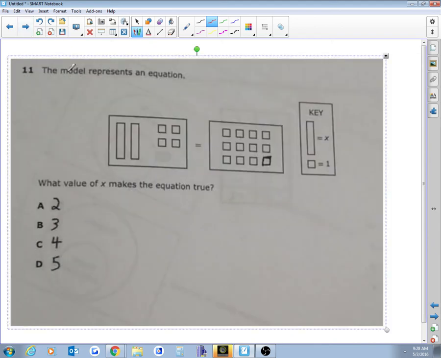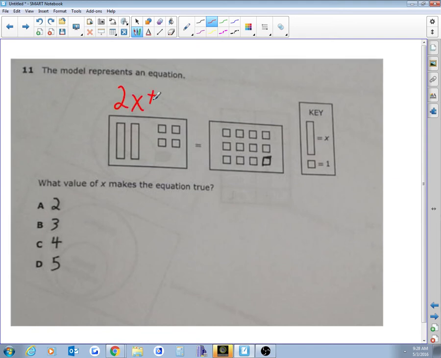Number 11. Okay, here's what we've got. We've got 2x plus 4 equals 12. So let's get rid of this plus 4 by subtracting 4. If we subtract 4 from this side, we've got to subtract 4 from this side to keep it equal. So we end up with 2x equals 8, 12 minus 4, subtracting 4 from both sides.